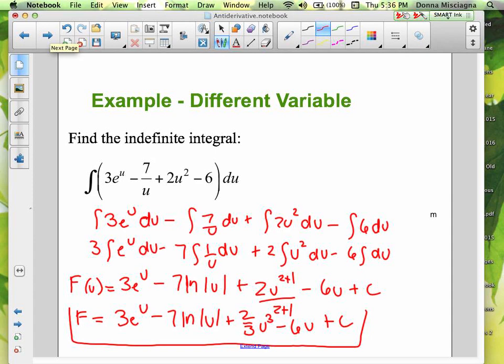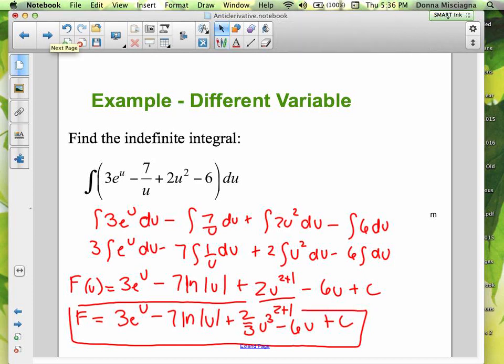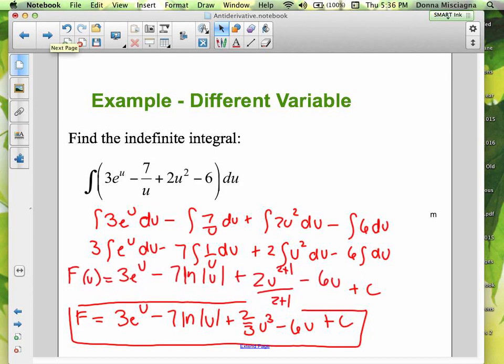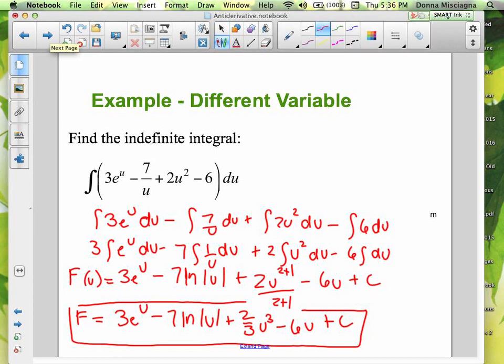Oops. I was going to box it, but I'm going to have a problem. I don't have enough space. There's the function there. Maybe if I move this guy up just a little bit. There we go. In the box there, sort of box, that has 3e to the u minus 7 over u plus 2u squared minus 6 as its derivative. Okay, so there's the function, and there's its derivative, okay, where c can represent any constant at all.